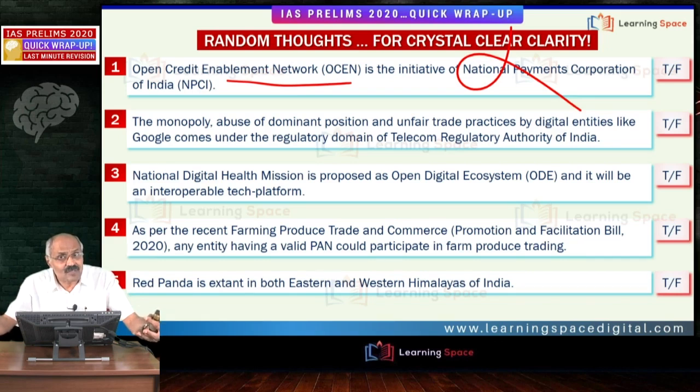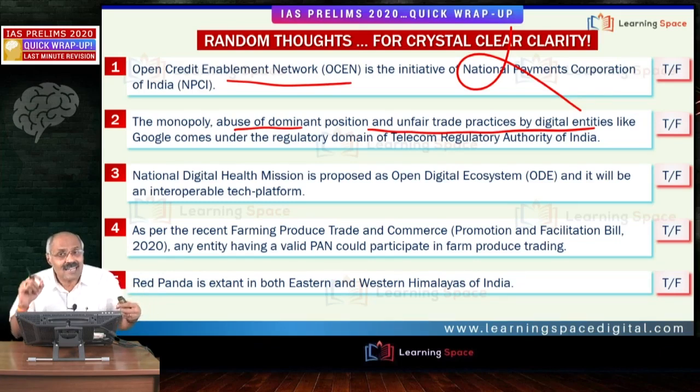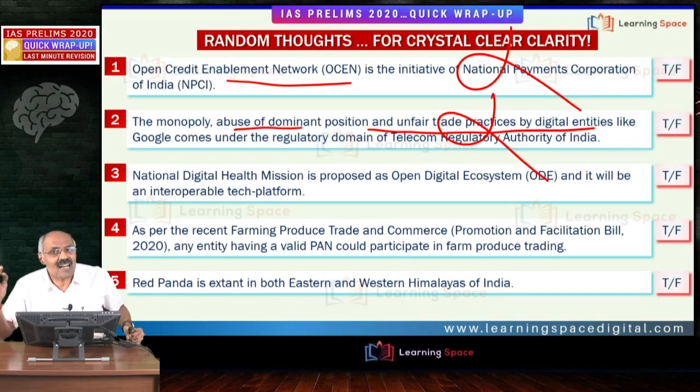And it is in the news in recent times. Next one is the monopoly, abuse of dominant position and unfair trade practices by digital entities like Google that comes under the domain of Competition Commission of India. Most of you might have forgotten about that organization. Competition Commission of India is a statutory body, and it looks into the abuse of dominating market position and unfair trade practices. All these are looked after by the statutory body, Competition Commission of India. And recently, Google is quite often in the news for the abuse of its dominant position. And in recent times also, Google is in the news in the context of the Paytm issue. I'm not going into those details.